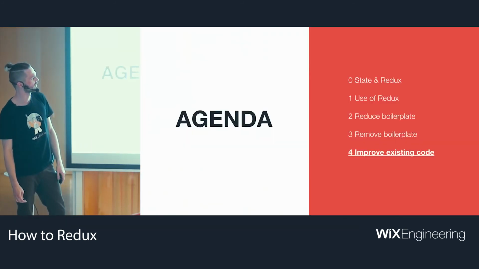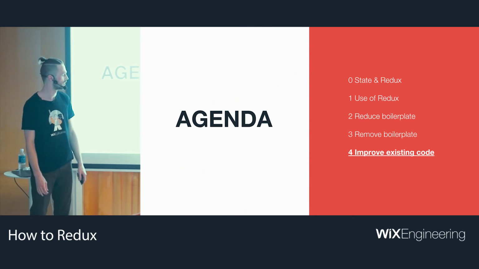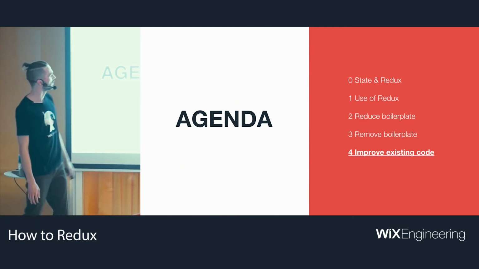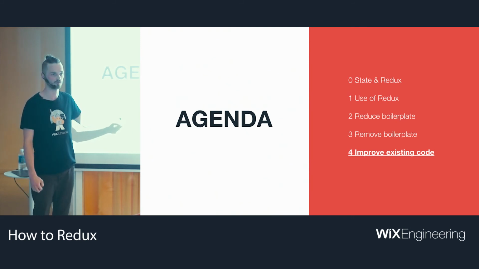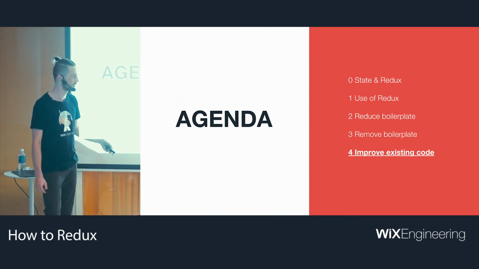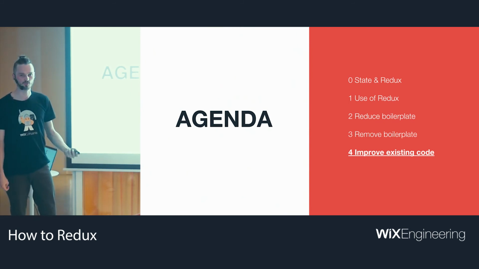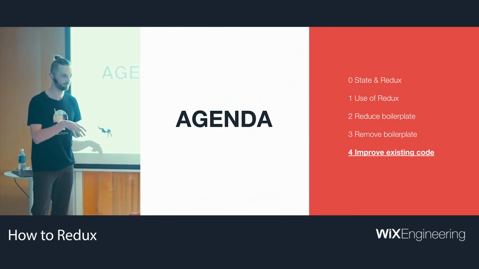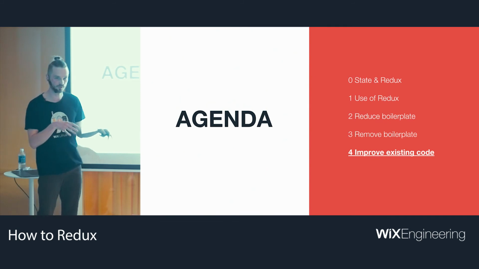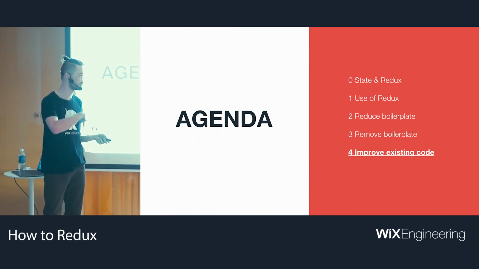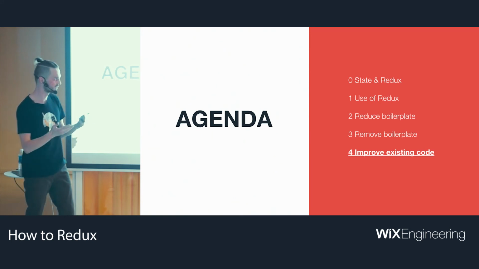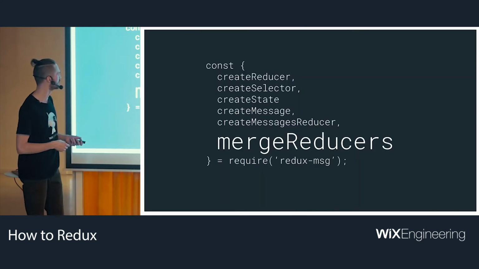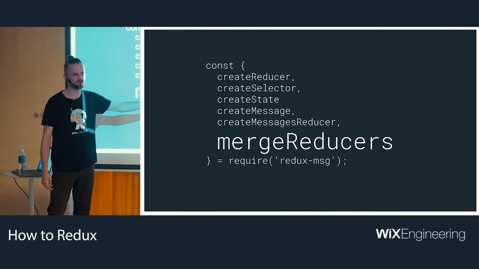Great. So let's look at the last section of my talk, about improving existing code. Of course you don't want to rewrite everything now with messages or whatever I call it. It would be nice to still have the same code base, still have the same reducers and everything, and maybe add a new way of writing code that is not as verbose as before. So here what comes really helpful is mergeReducers, and this is really a utility function.